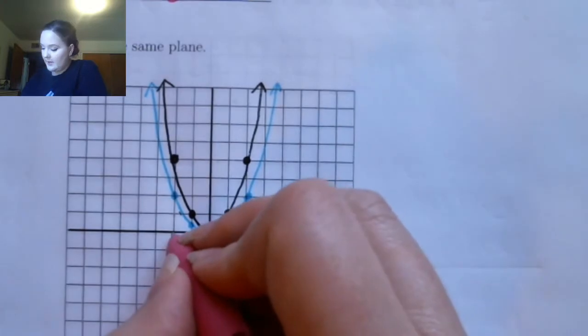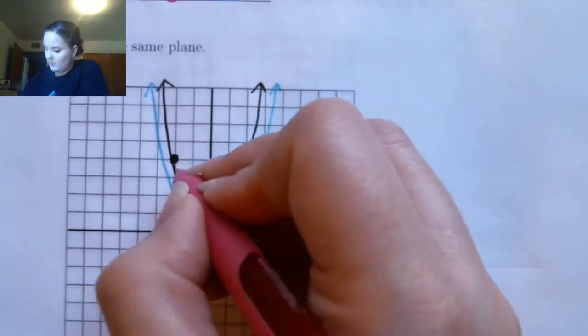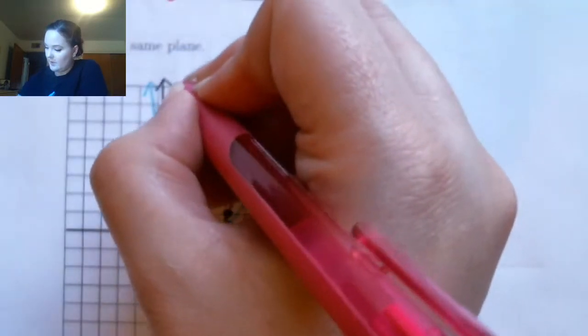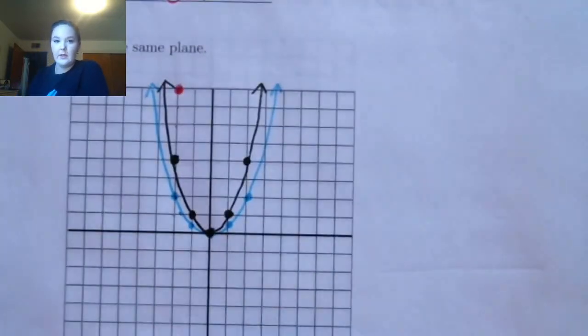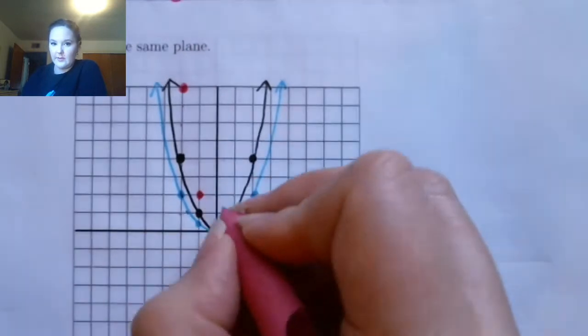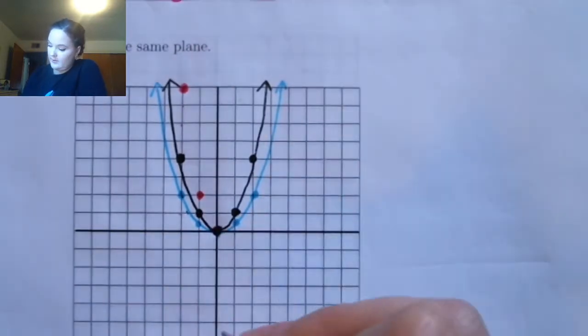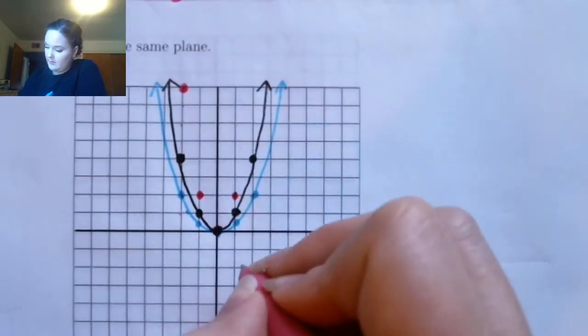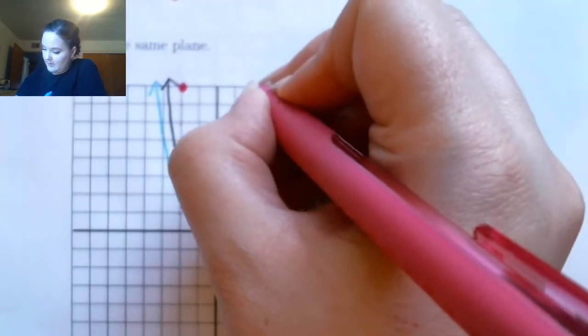So I have negative 2, 8. 2, 3, 4, 5, 6, 7, 8. Then I have negative 1, 2. I still have 0, 0. Then I have 1, 2, and 2, 8.